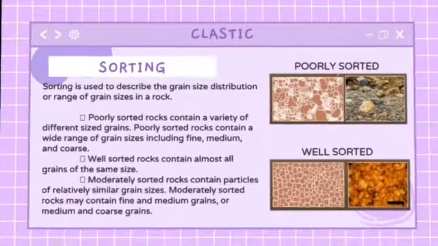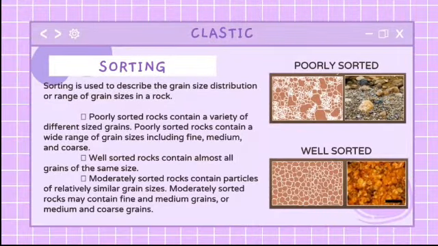Okay. So, let's go to sorting. Sorting is used to describe the grain size distribution or range of grain sizes in a rock. Poorly sorted rocks contain a variety of different size grains. Poorly sorted rocks contain a wide range of grain sizes including fine, medium, and coarse.